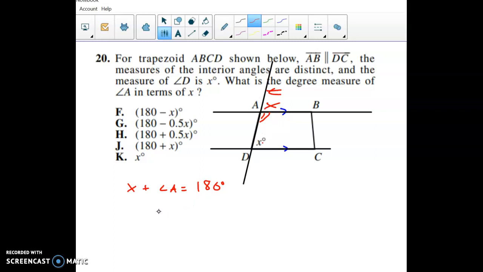Okay, and then if we solve this we want to know what's angle A, so we could just subtract X from both sides here, and we would have that angle A. I should probably write measure of angle A is equal to 180 minus whatever X is. Okay, so that would be letter F.